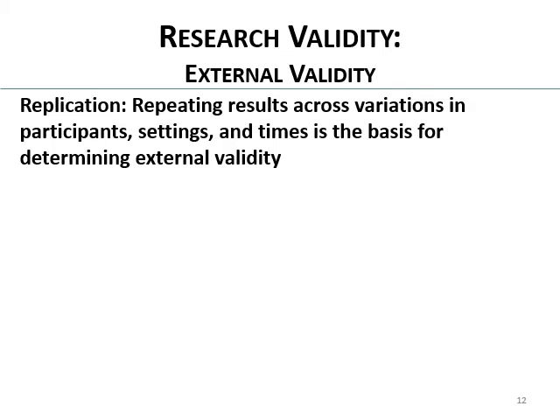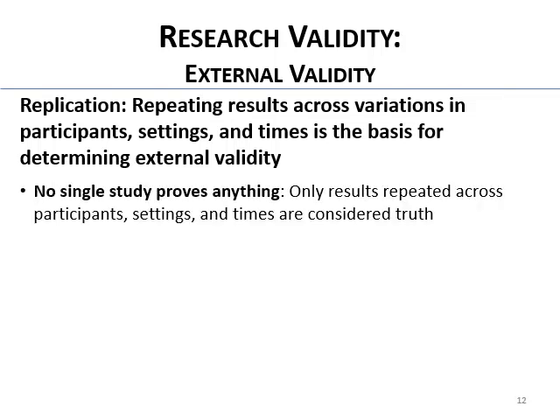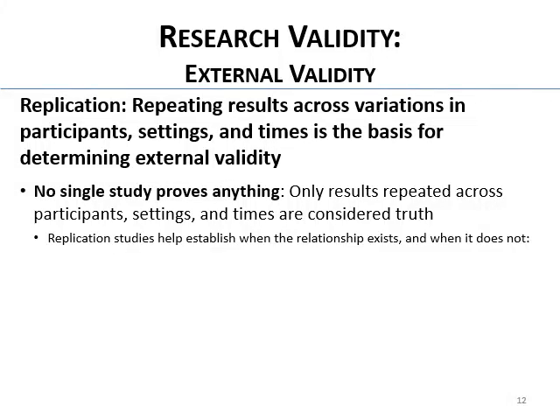So replication, finally, is our key to knowing whether your study has external validity. That's knowing whether your results stand across variations in participants, settings, times. You got to replicate it. So no single study proves anything, just to repeat from very early in the course. Only results that are repeated across participants, variations, settings, and times are considered truth. That's how we know what's real in terms of effects. And they establish when a relationship exists and also, variations when it doesn't exist, when things don't work.